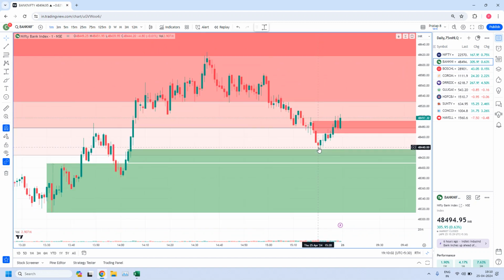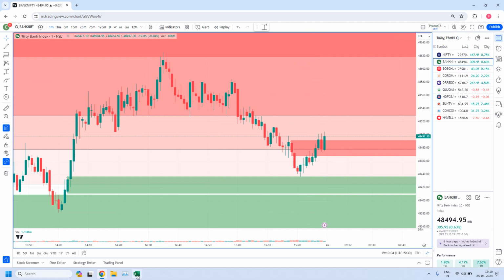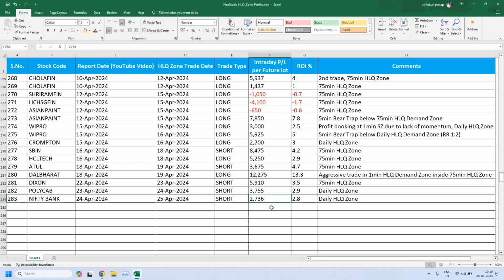And this is the way Bank Nifty has given 2,736 rupees profit during the last 1 hour of the trading, which is a 2.8% ROI as per one futures margin cost. Because the Bank Nifty future margin is around 97,000.